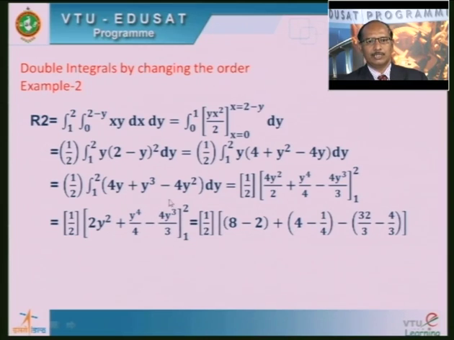Minus, coming to the third term, 4 into 4 by 3 y cube. Put y equal to 2, 2 raised to 3, 8. 8 into 4, 32 by 3. 32 by 3 minus y is equal to 1, it is 4 by 3.